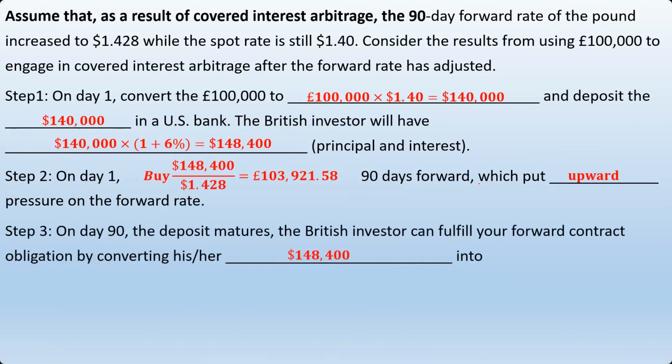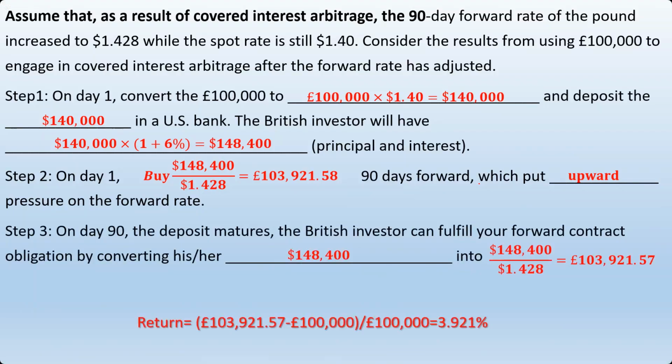And then we find that when the deposit matures, we can convert 148,400 US dollars into 103,921.57 British pounds. The return is around 3.9%. Do you think the UK investor will keep doing covered interest arbitrage? The rate for the UK is 2%. Yeah, they will.